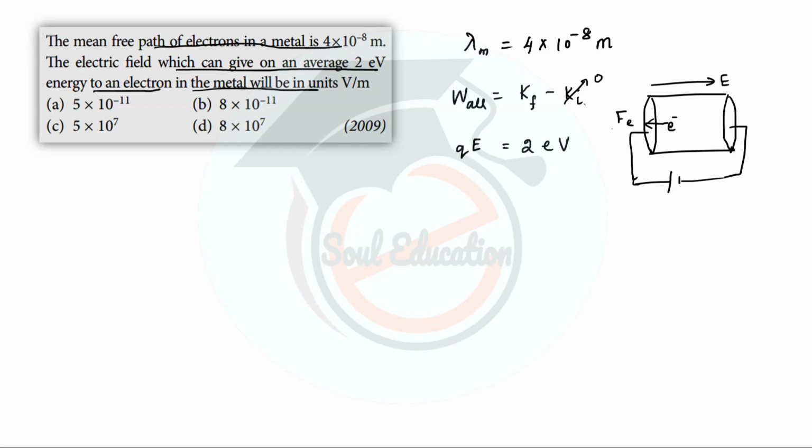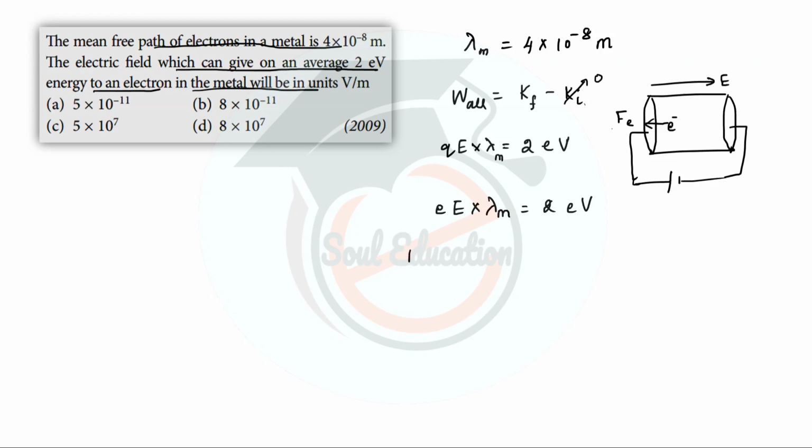Q into E. Okay, Q into E, and what is work? Force into distance, correct? So force is Q into E, and what is the distance? That is lambda, the mean free path of an electron. Not free path, mean free path. It is the total distance it travels. Here Q is the electron's charge, since the electron is the one moving. So work is e into E into lambda m, which is equal to 2 electron volt.